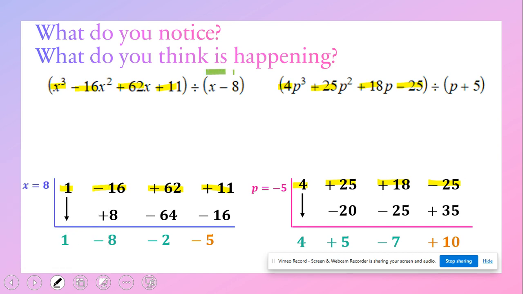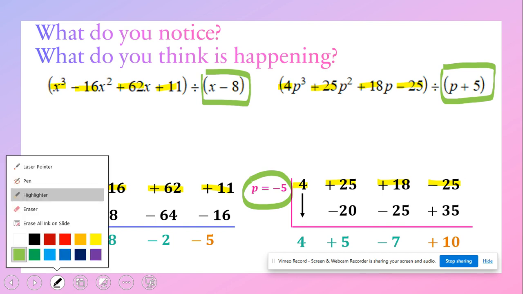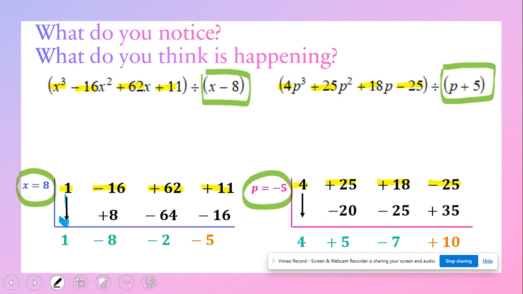Another thing that might have jumped out to you is x minus 8 became the opposite value. From factored form to something else, it became opposite. Same thing, p plus 5 became the opposite value on the outside. And something else you probably noticed straight away is that we've got these arrows popping down. And so this number is always popping down first. Now, I'm curious to see if you can notice what happens after. How do we get all of the other numbers that are not highlighted?